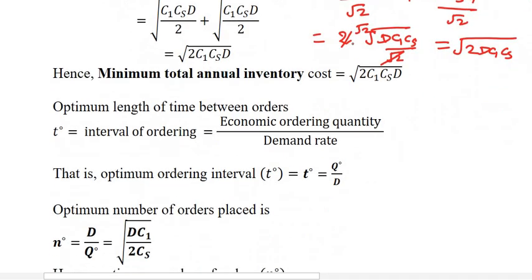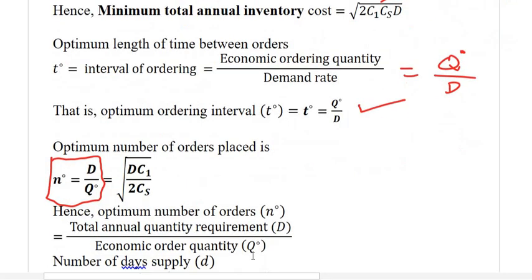The minimum total annual inventory cost can be written in the form of square root of 2C1CSD. In a similar way, we can find the optimum length of time in between orders. The optimum length of time in between orders should be denoted as T0. It is equal to economic order quantity divided by demand rate. We know economic order quantity is Q star, or that is Q dot, and it is divided by the demand rate D. And this is the formula for optimum ordering time interval. The number of orders, as we already know, N is denoted by the total demand divided by Q, where Q is the economic order quantity.